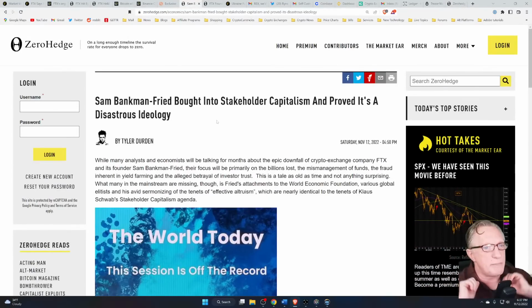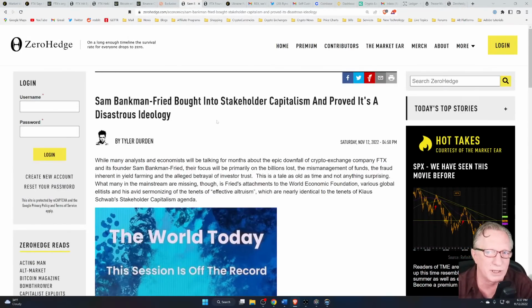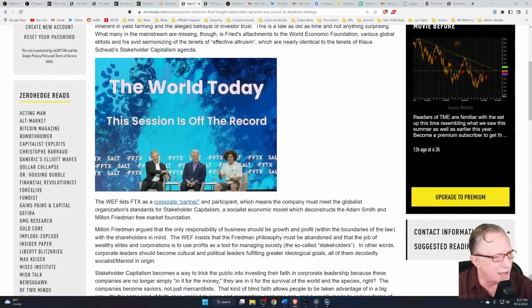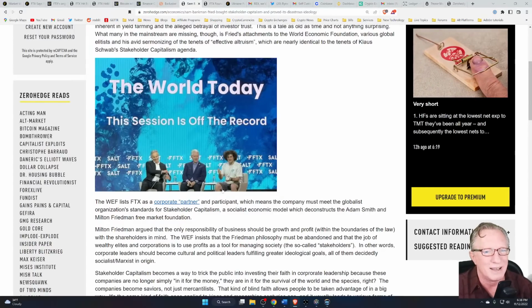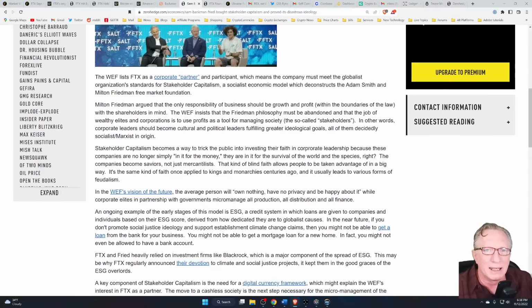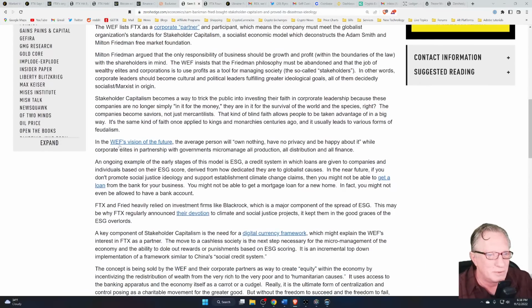Let's see here. Sam Bankman-Fried bought into stakeholder capitalism, and it's proved a disastrous ideology. So the World Economic Forum lists FTX as a corporate partner. There's Sam Bankman up there with Tony Blair and Clinton. You can't make this stuff up. Corporate partner. World Economic's vision for the future.